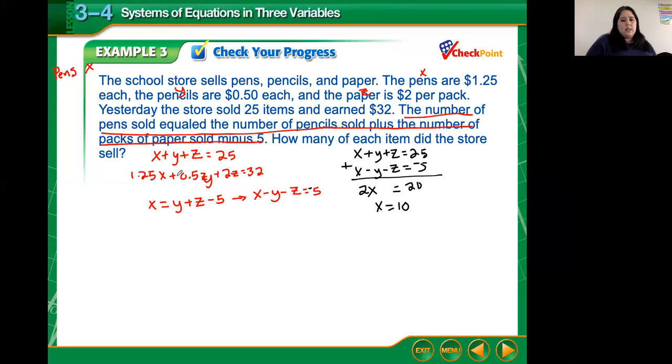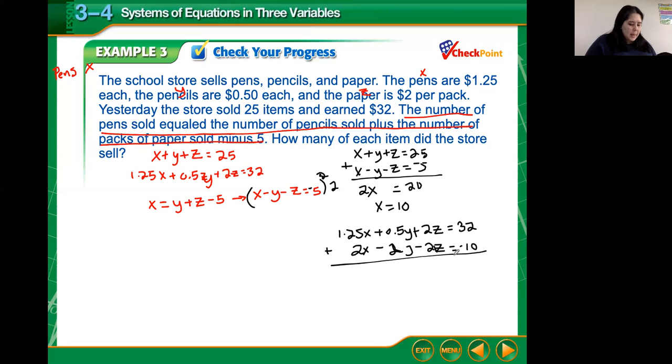So I'm going to use the second and third equations. So we're going to have 1.25x plus 0.5y plus 2z equals 32. And I'm going to multiply the third equation here by 2, so that I can go ahead and add that. Now we have 2x minus 2y minus 2z. And my mouse is starting to act up. And that equals negative 10.